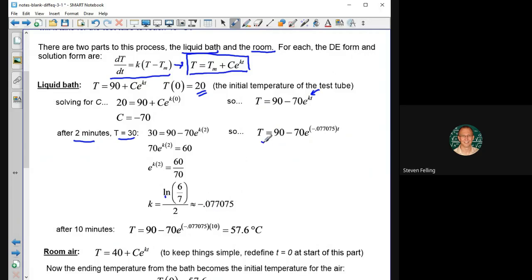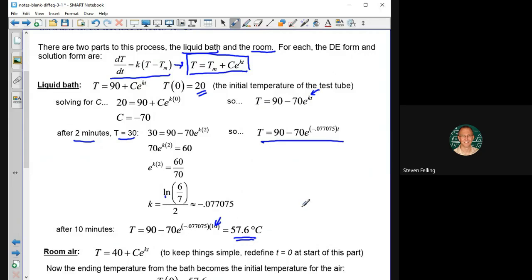So when I plug it in, here's my final model for the liquid bath portion of this problem. And then it says that it stays in the bath for a total of 10 minutes. So if I plug in 10 to the time, I can compute that the temperature right at the moment when we take it out of the bath to put it in the room air is 57.6 degrees Celsius.